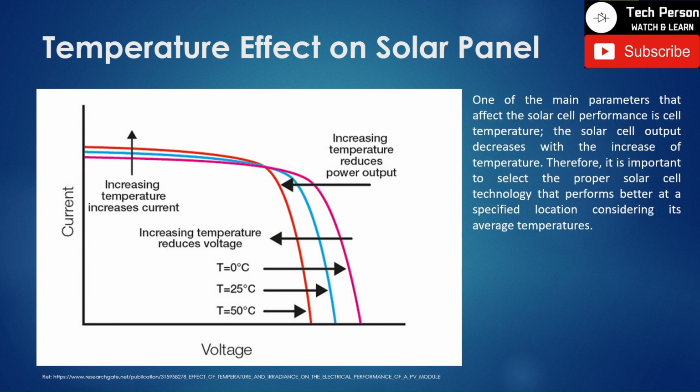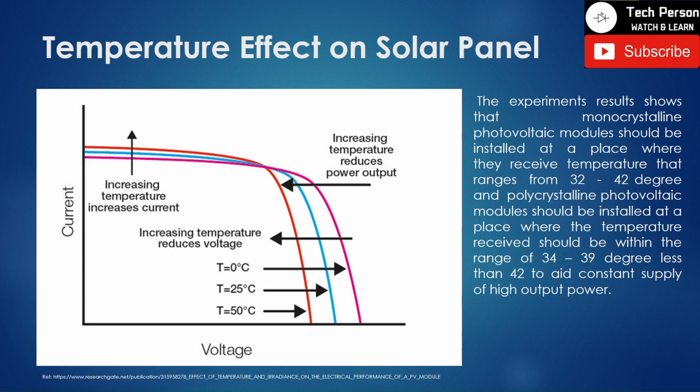The temperature is the main parameter which affects the solar cell performance, and the solar cell output is decreased because of this temperature. So we have to consider this temperature while selecting our solar panels.